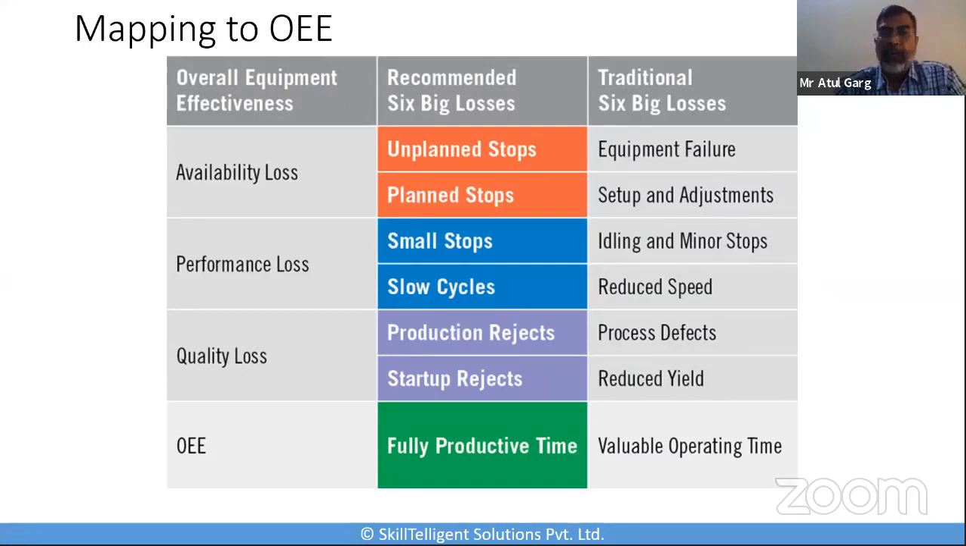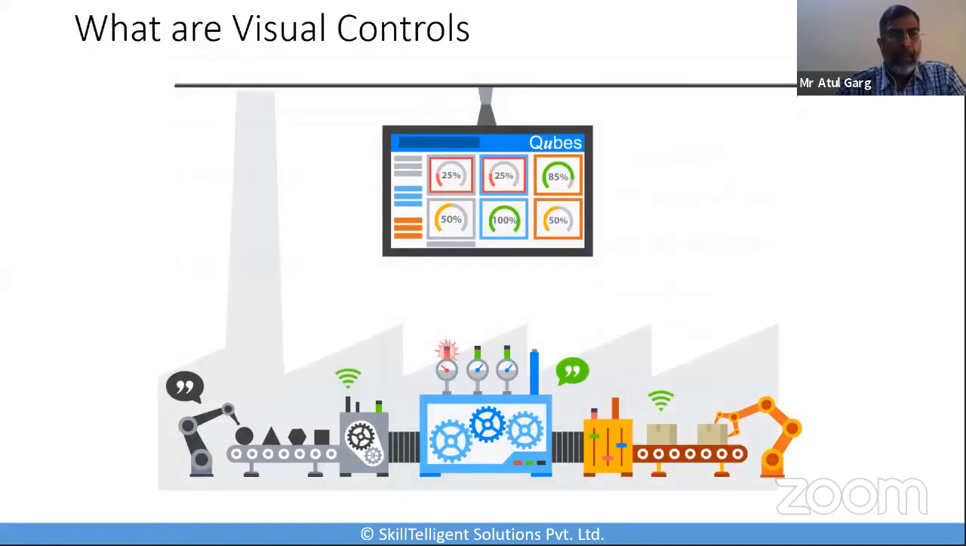Since OEE focuses on availability, performance, and quality losses, we map the equipment failure and setup and adjustment to availability loss, idling and minor stops with reduced speed to performance loss, and process defects and reduced yields to the quality losses. These are the original words which are being used over here. These are the new names which are being used for the traditional six big losses over here. Okay.